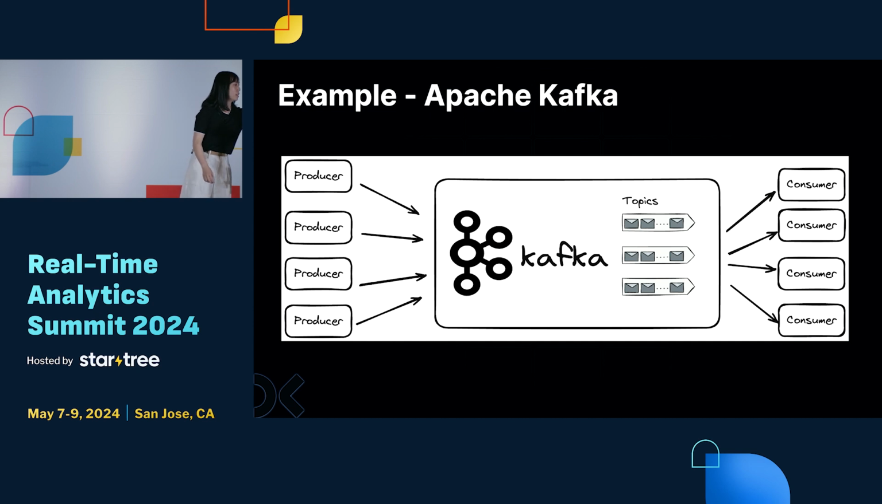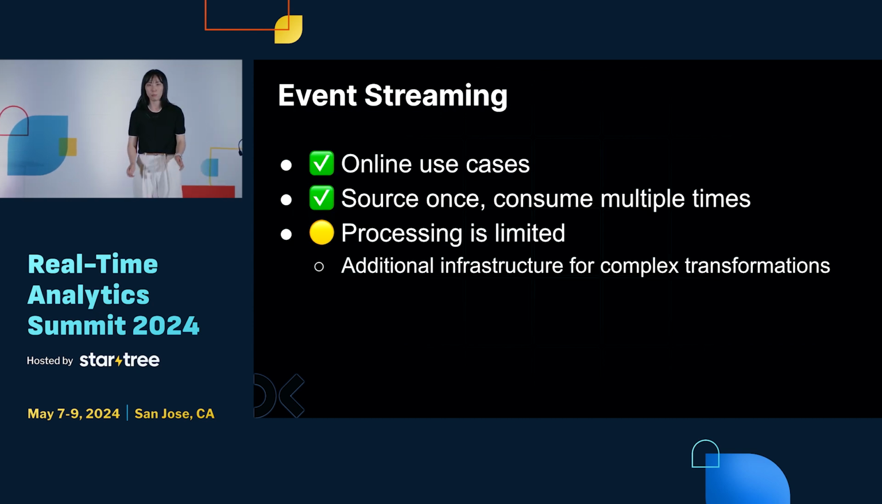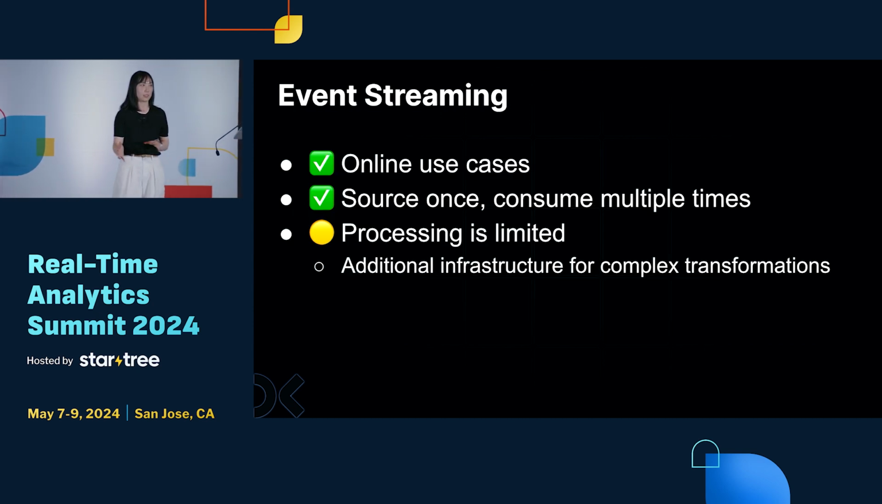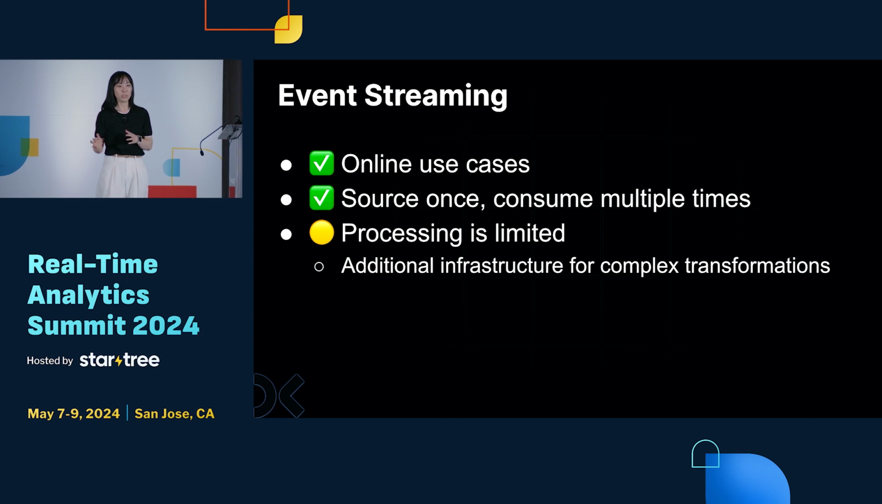So let's talk about the pros and cons. Again, event streaming is designed for event-driven architecture. So it supports low latency use cases like online use cases. And because it's a persistent queue, you can source the data once and the consumers are decoupled. You can consume multiple times at the same time or even at a later time.